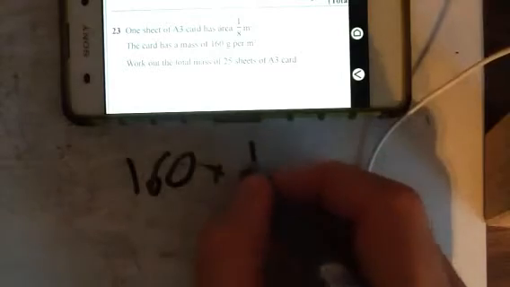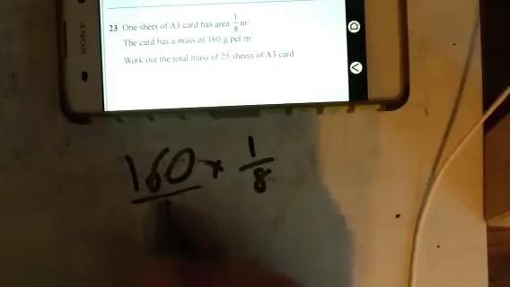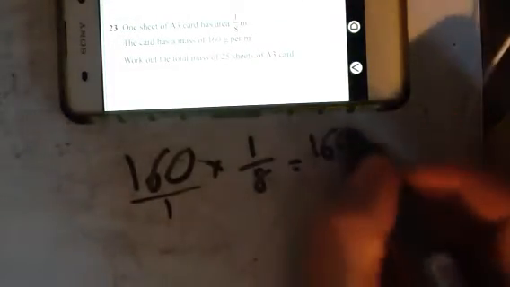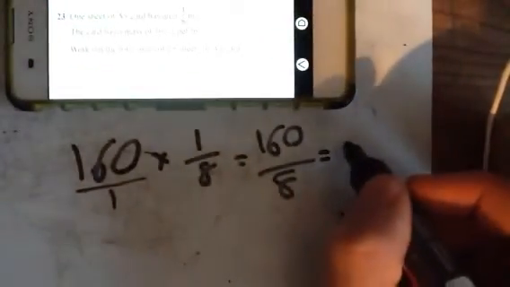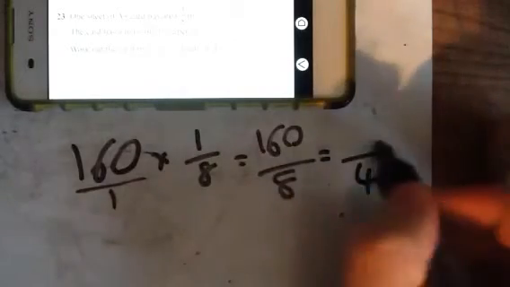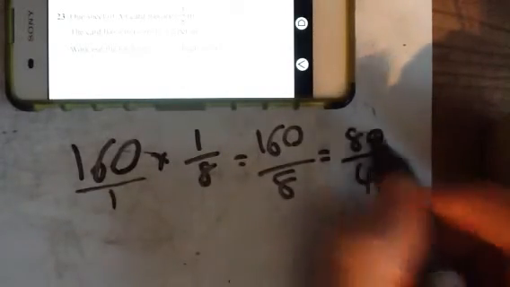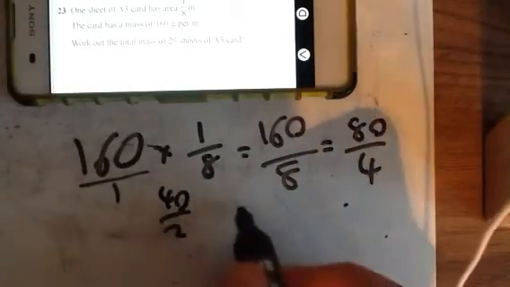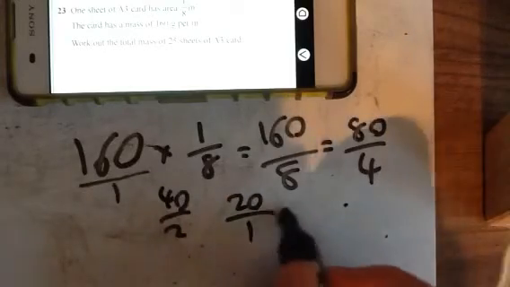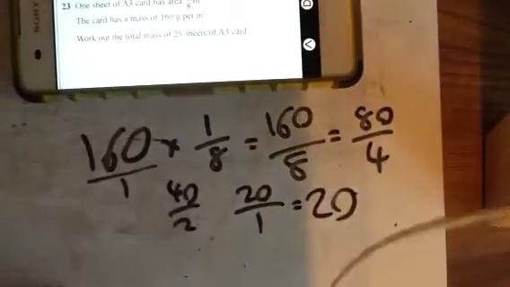So if a card has a mass of 160, then an eighth of that is just going to be 160 times 1/8. To multiply these together without a calculator, I like to change this to a fraction and do top by top, bottom by bottom, which gives me 160 over 8. We can cancel this down. Let's halve them both: 80 over 4, then 40 over 2, and halve again, that's 20 over 1. 20 over 1 is the same as 20, if you want to do it that way.